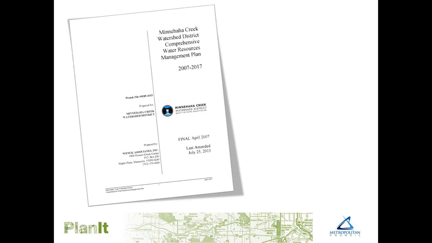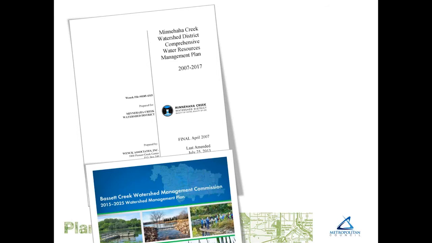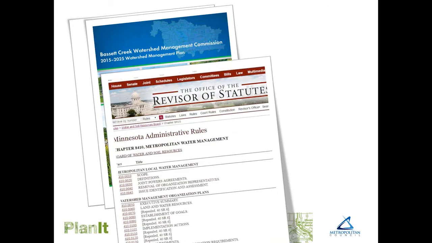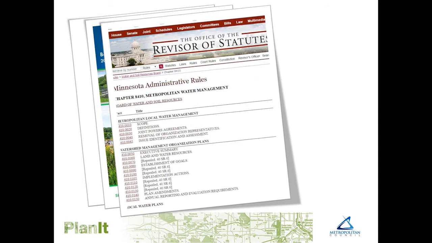Several documents should be consulted during local water plan preparation, including the relevant watershed management organization plan, or plans, since a number of cities and townships are covered by multiple watershed management organizations. The City of Minneapolis is a good example. Portions of it lie within Minnehaha Creek Watershed District, Bassett Creek Watershed Management Commission, Mississippi Watershed Management Organization, and Shingle Creek Watershed Management Organization. Minnesota Rules Chapter 8410 may also be of use to you and can be downloaded online.